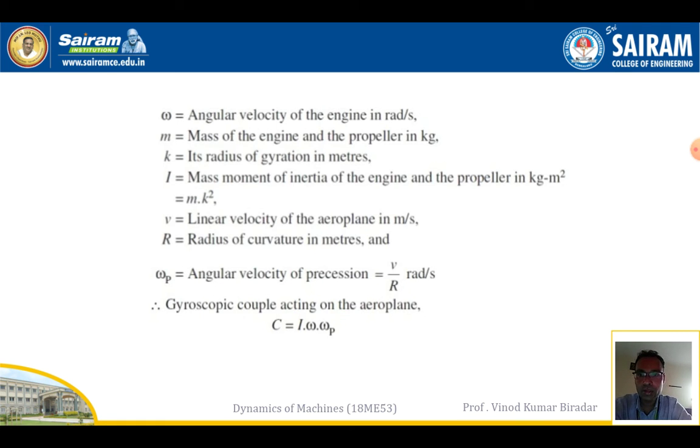ω is the angular velocity of the engine, in radian per second. m is the mass of the engine and the propeller in kg, and k is the radius of gyration in meters. I is the moment of inertia of the engine and the propeller, given by m k squared. v is the linear velocity of the aeroplane in meter per second. R is the radius of curvature in meters. ωp is the angular velocity of precession, given by v by R, in radian per second. Therefore, the gyroscopic couple acting on the aeroplane is C equal to I ω ωp. This derivation you already derived in the last PPT.